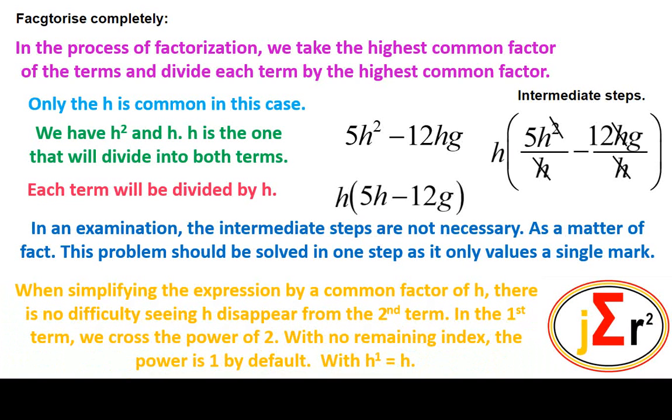When simplifying the expression by a common factor of h, there is no difficulty seeing h disappearing from the second term. We have a single occurrence of h here, and the highest common factor is h. Then there will be a complete cancellation of the h right here.